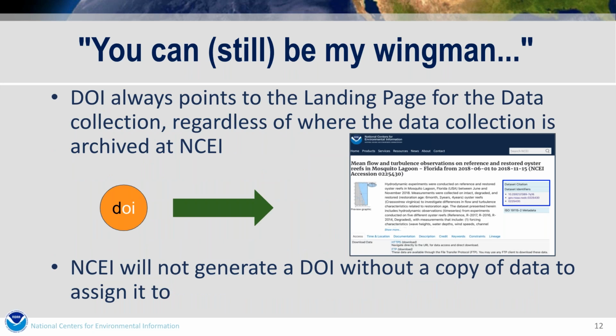Yes, so to kind of wrap things up here a little bit, we do want to help out. We provide the DOI. It always points to that data collection's landing page, regardless of where we may move it around internally on our file systems, and as we migrate to cloud archiving systems in the next few years, or whenever we do that, we will always provide that link between the DOI and the landing page. But we really, at this point at least, need to have a copy of some data to be able to generate that DOI to begin with.